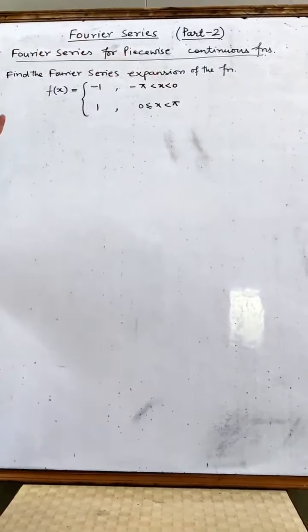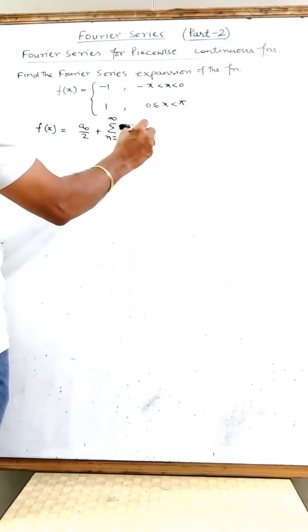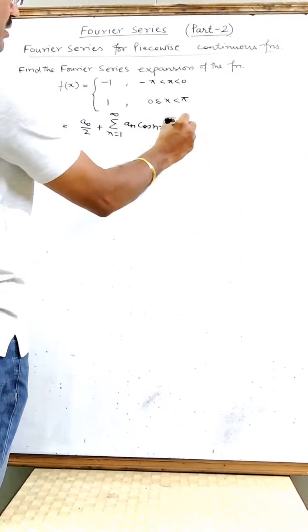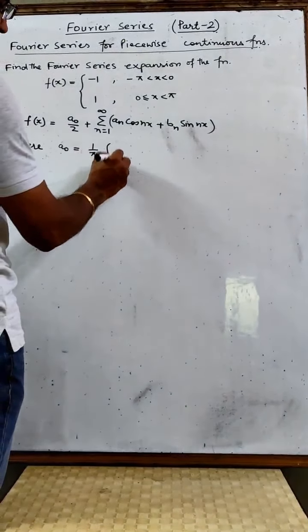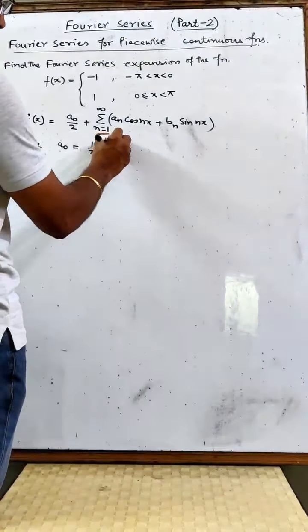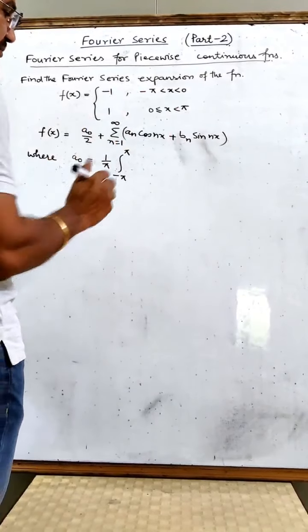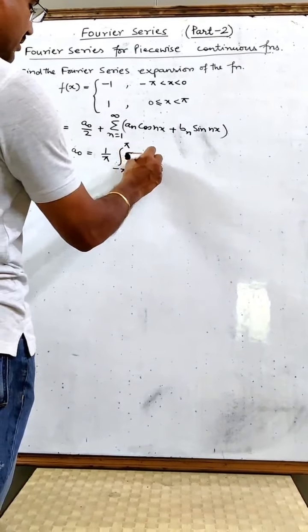a0 by 2 plus summation n is equal to 1 to infinity of an cos of nx plus bn sin of nx, where a0 can be written using Euler's formula. a0 would be 1 by pi integral from minus pi to pi. Why is this integral from minus pi to pi? Because here our interval is given from minus pi to pi, f of x dx.